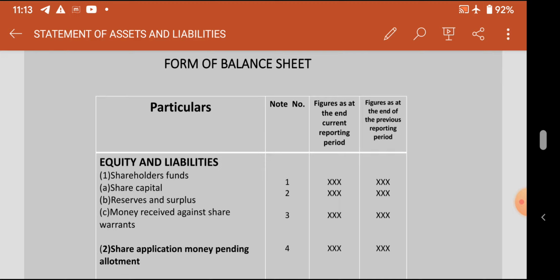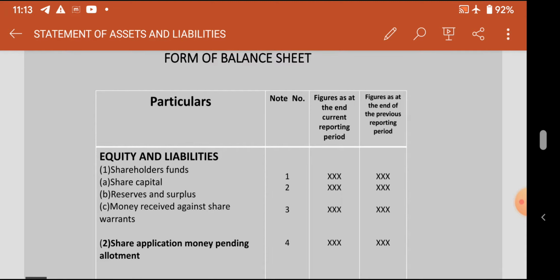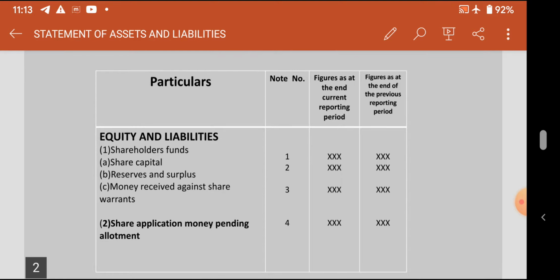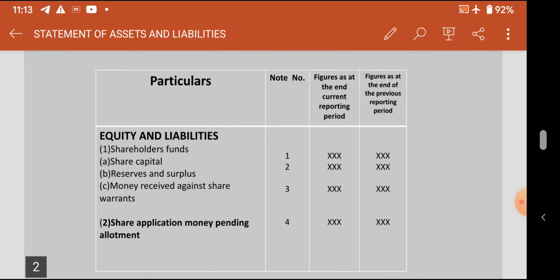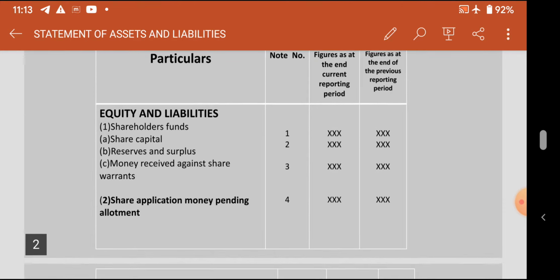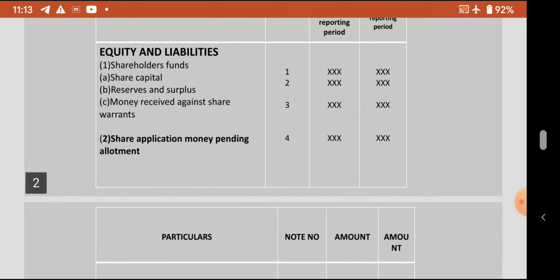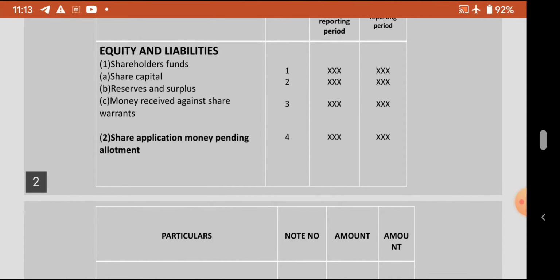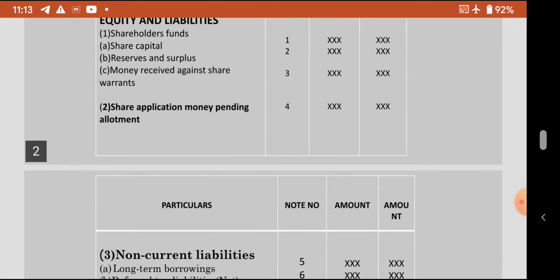the assets and liabilities. Here it is known as equities and liabilities. Under that, the first division is shareholders funds. Under shareholders funds, we have three categories, that is share capital, reserves and surplus, and money received against share warrants. Second subheading under equities and liabilities, we have share application money pending allotment.